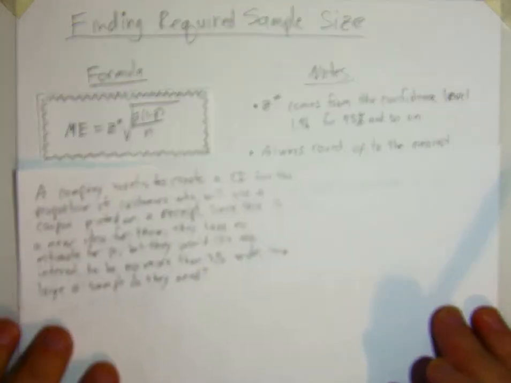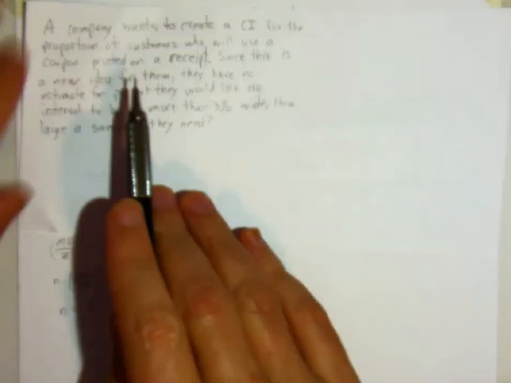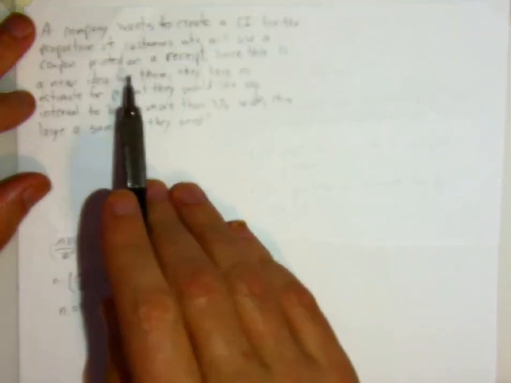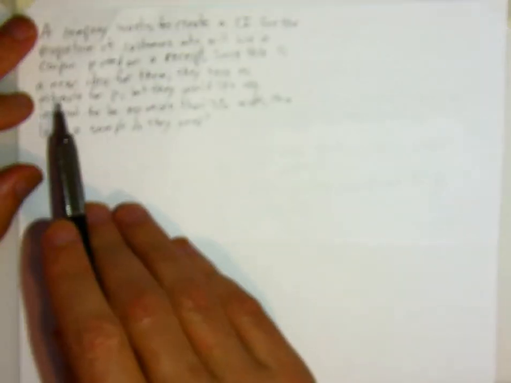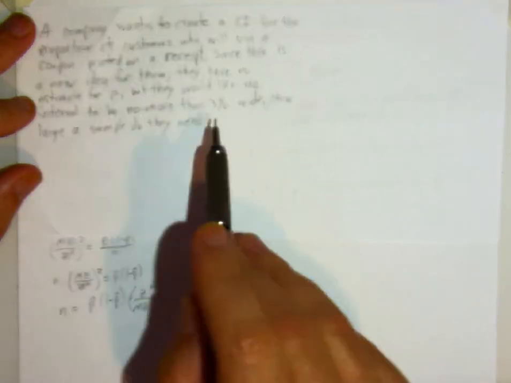So in our example, a company wants to create a confidence interval for the proportion of customers who will use a coupon printed on a receipt. Since this is a new idea for them, they have no estimate for p, but they would like the interval to be no more than 3% wide. How large a sample do they need?